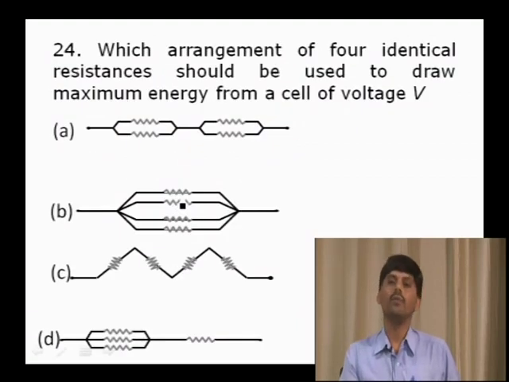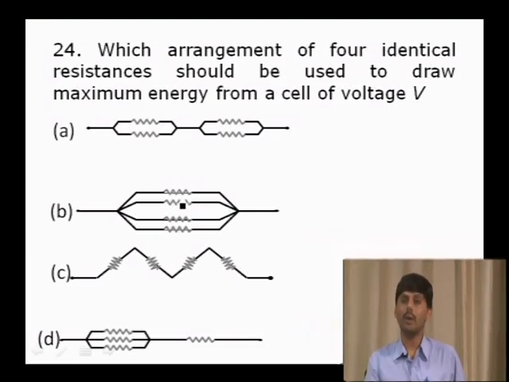Question number 24. Which arrangement of 4 identical resistors should be used to draw maximum energy from a cell of voltage V? They were given 4 resistors, 4 options. A: 2 in parallel, B: 4 are in parallel, C: all are in series, D: 3 are in parallel, 1 is in series with the combination. Okay, they gave the problem like this.